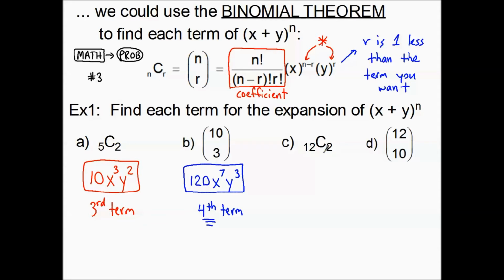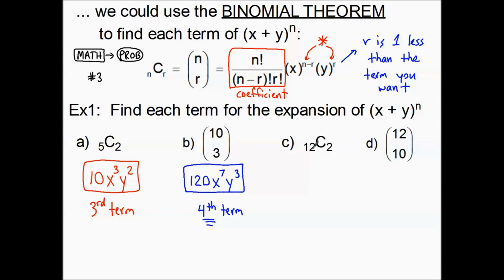So I know in this third problem, if I'm looking for 12c2, since r is 2, this will be the third term. And this one, 12c10, this will be the 11th term. R is always 1 behind the term that you're looking for. So why don't you do this? Let's plug this into the calculator.